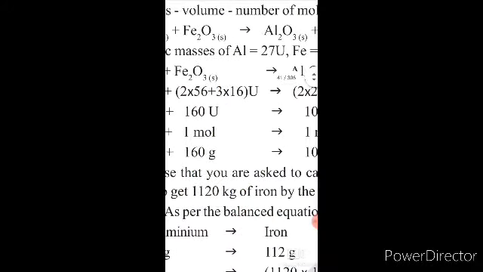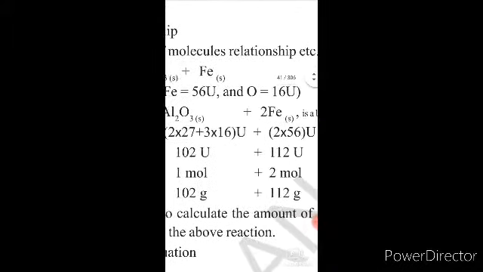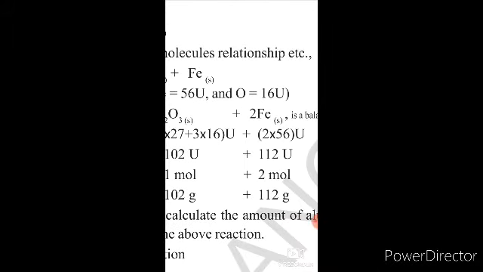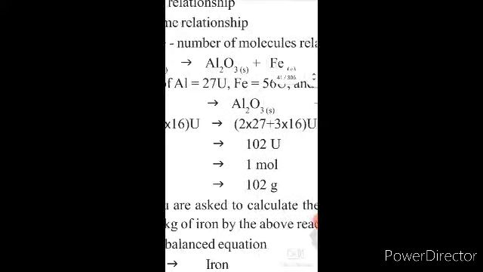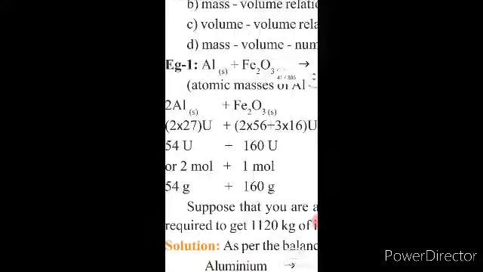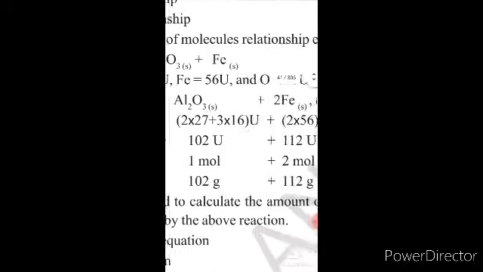Al2O3 total mass is 102 unified mass, or AMU, atomic mass unit. Next, 2 Fe, iron total weight 112 unified mass. So listen carefully. On the left side, aluminium weight is 54 unified mass. If you take 54 unified mass in this reaction, you will get 112 unified mass of iron.